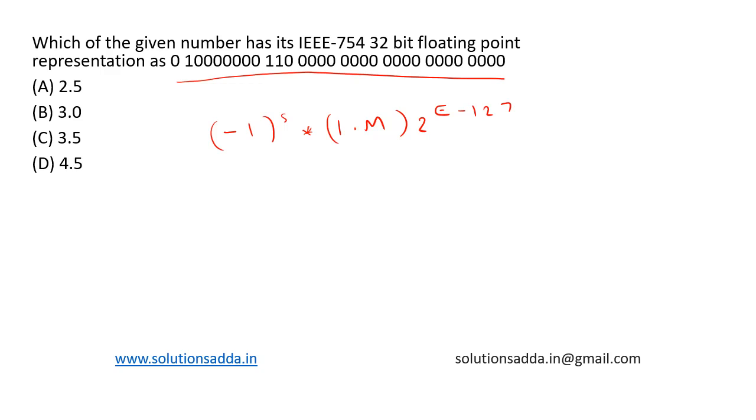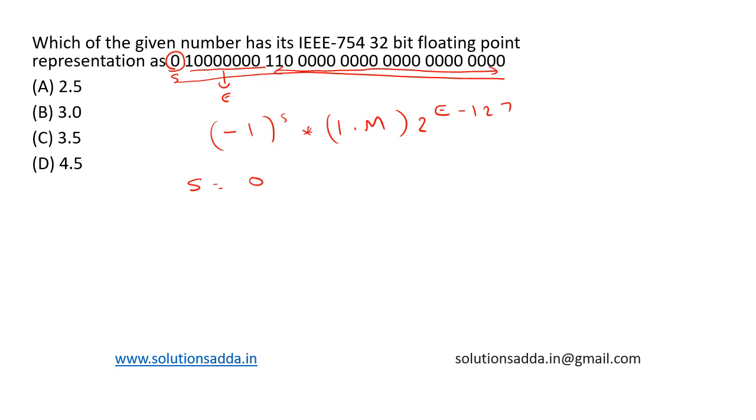IEEE 754 32-bit floating point representation has excess-128 notation, and the first MSB represents the sign bit, the next 8 bits represent the exponent, and the last 23 bits represent the value of the mantissa. So the sign bit S here would be 0. This is S. The next 8 bits would be the exponent. Next 23 bits would be the mantissa. This is how it is following.